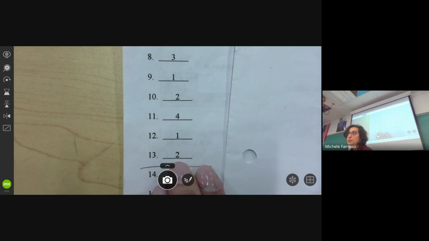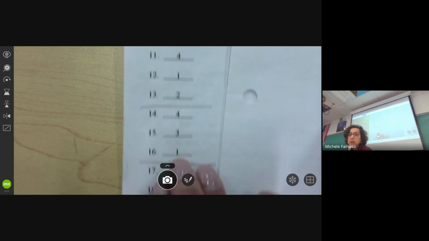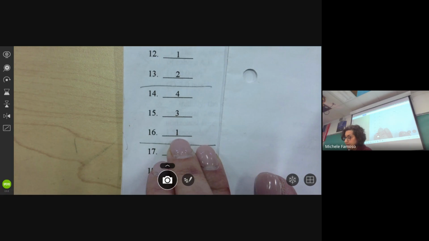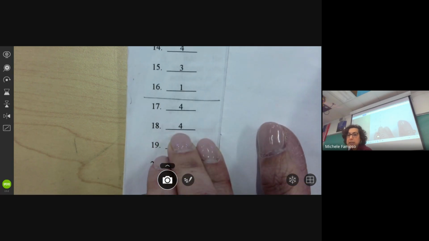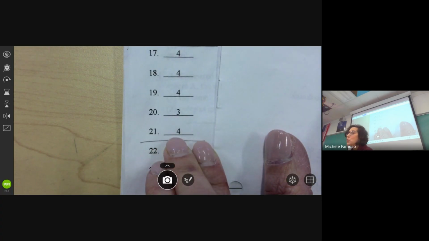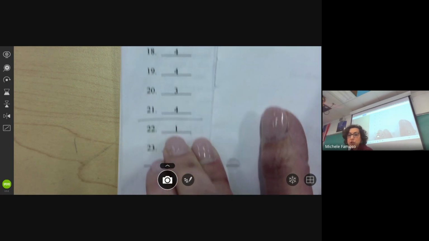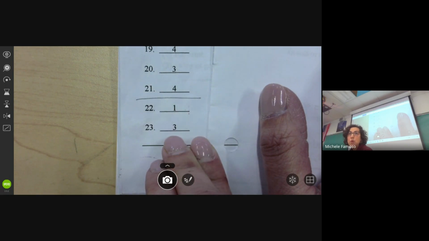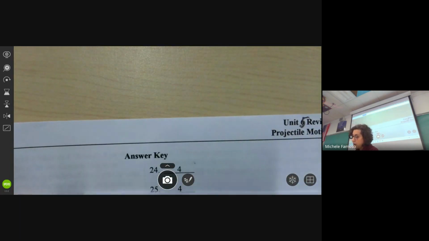13 is 2. 14 is 4. 15 is 3. 16 is 1. 17 is 4. 18 is 4. 19 is 4. 20 is 3. And 21 is 4. 22 is 1. 23 is 3. 24 is 4.